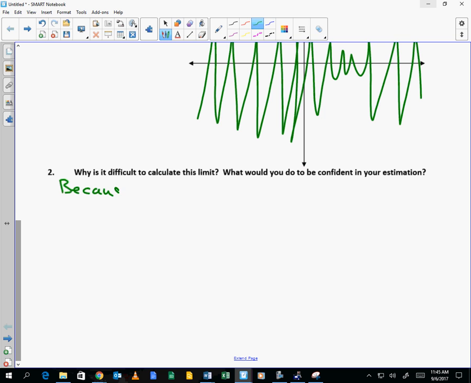And why is it difficult to calculate this limit? Because the function has, we'll use a very non-math term, crazy behavior. It's really difficult to see what's happening with that function as x gets close to 0, isn't it? So Carter had an idea, and this is what we want to focus on.